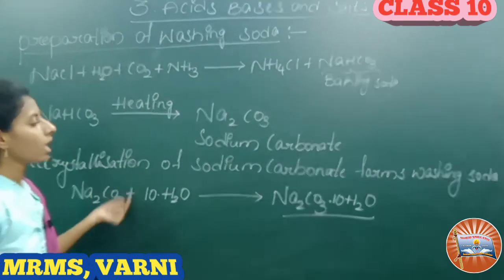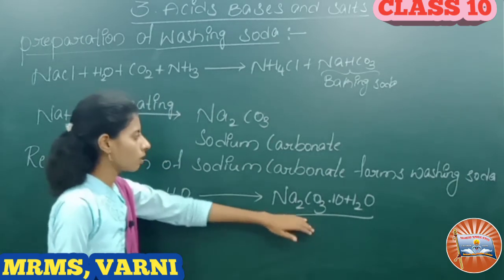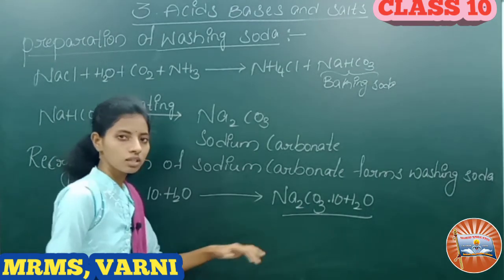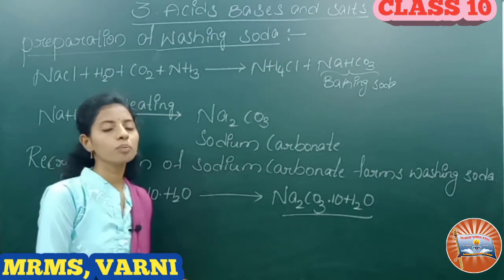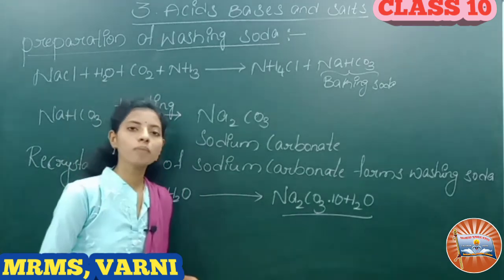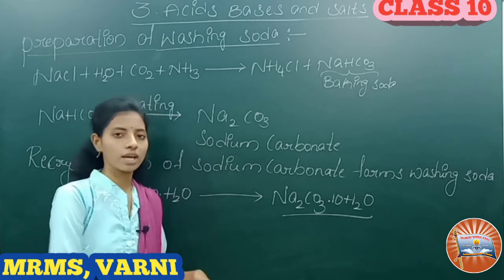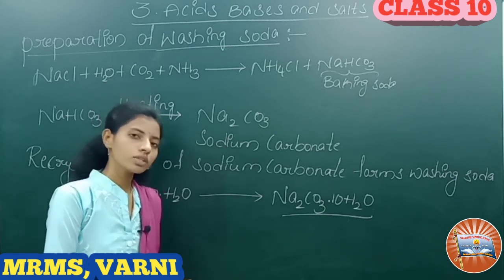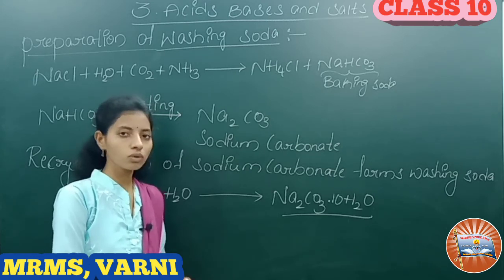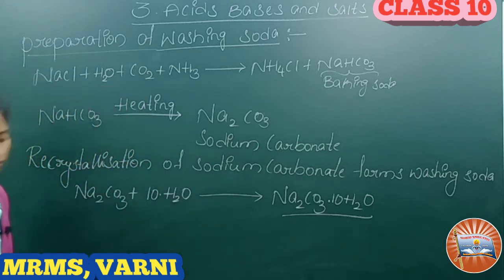So what are the uses of this washing soda? Washing soda, also called sodium carbonate, is used in glass, soap and paper industries. It is used in the manufacture of sodium compounds such as borax. It is also used in removing permanent hardness of water. Here I'll write the uses.